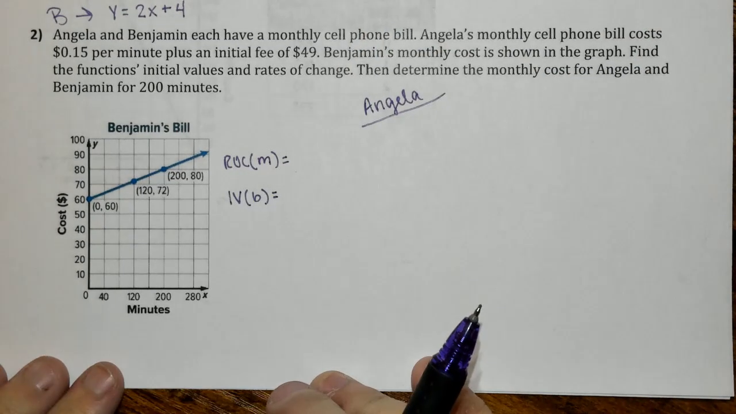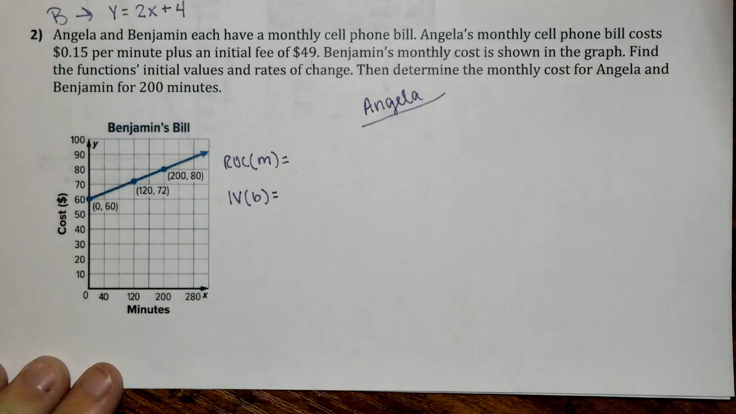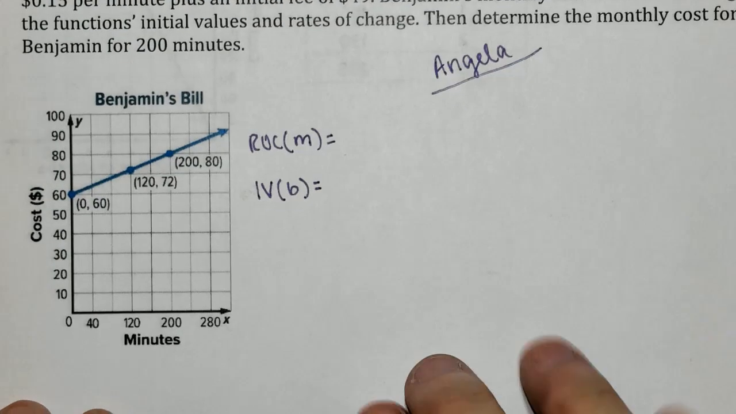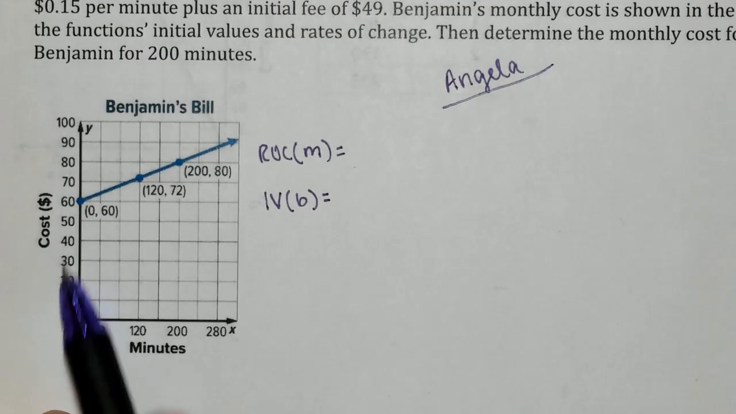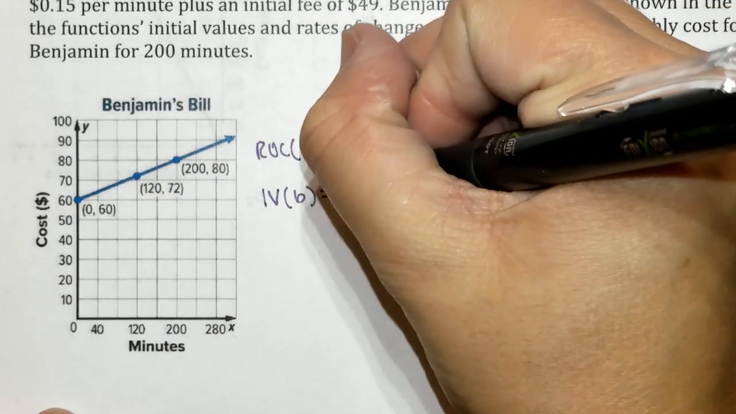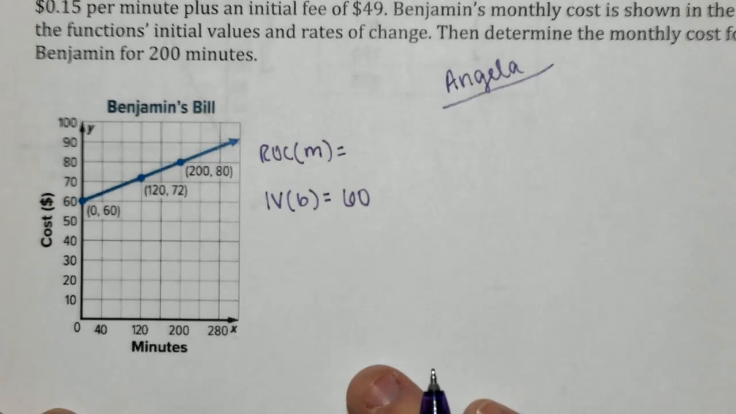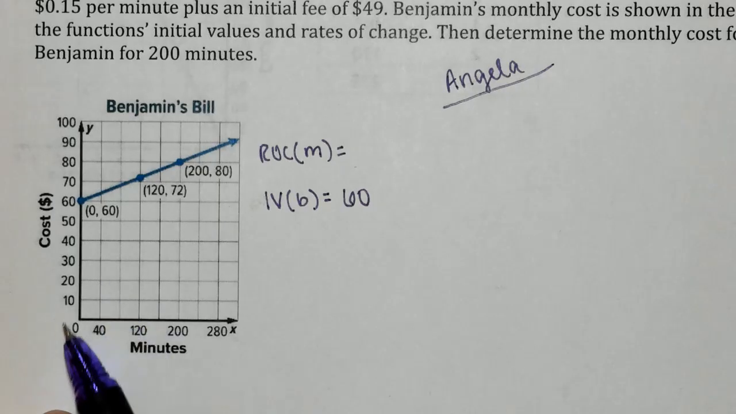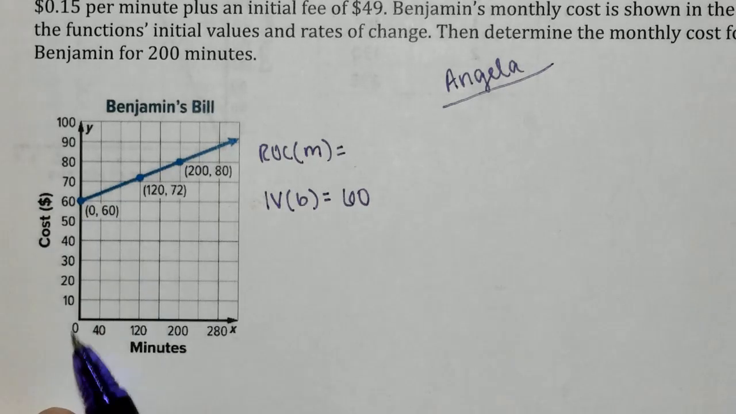I always start with the initial value, so if I look at the graph here, I'm going to zoom in a little bit. Looking at the graph, our initial value, where the line crosses the y-axis, is right here at the 60. So the initial value, real simple, 60. That just means that his bill starts at $60 no matter how many minutes he has. And this is kind of old school. This is how phone bills used to be charged.